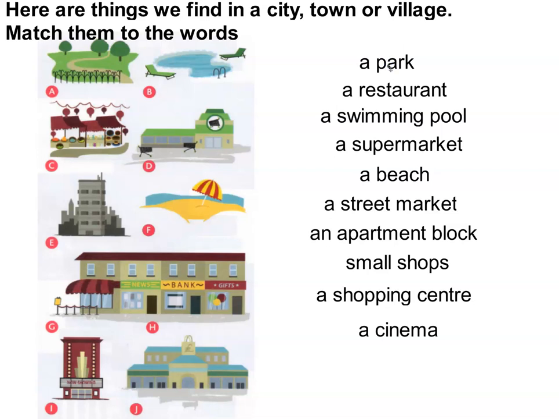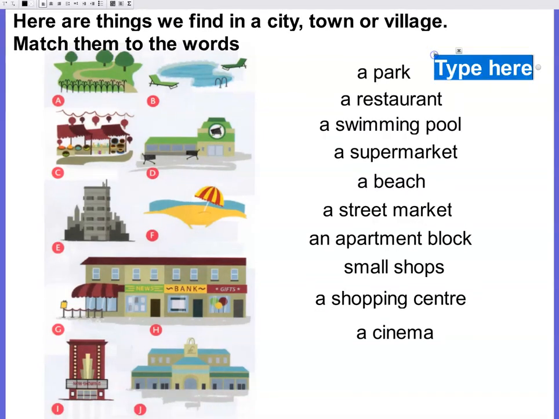Let's do the first one together. Which one is picture A? What can you see in picture A? And you try to elicit park. Okay, that's in picture A. And students in pairs match the words to the pictures. And then you do feedback, right? So what's in picture B?